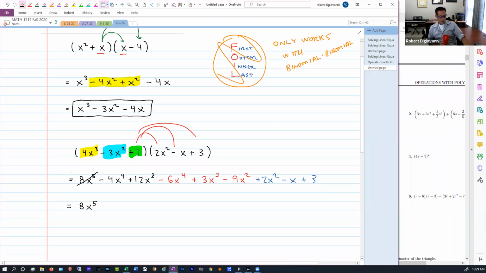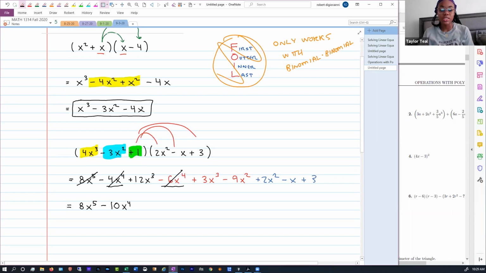All right, how about the x to the 4ths, Taylor? Can we put anything together there? Yeah, so we would do the negative 4x subtract 6x. Which gives you? Negative 10x to the 4th. Good job. So then I would cancel those out. And then you have just the 12x to the 3rd plus 3x to the 3rd. So that's plus 15x to the 3rd.